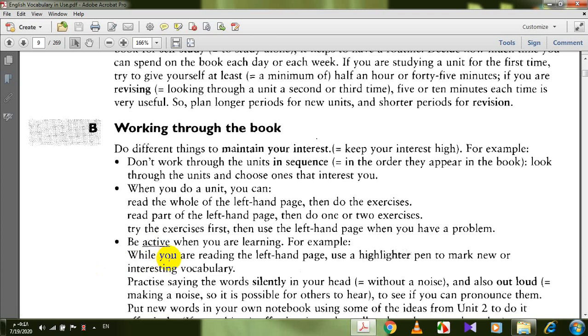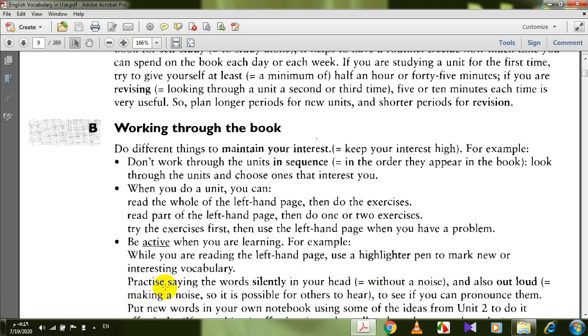For example, while you are reading the left-hand page, use a highlighter pen to mark new or interesting vocabulary. Practice saying the words silently in your head, without a noise. Saying the word silently means reading in your mind, without a noise, and also out loud. This is the opposite, by the way. Out loud means to make a noise while reading, so it is possible for others to hear, to see if you can pronounce them. So it's very easy.